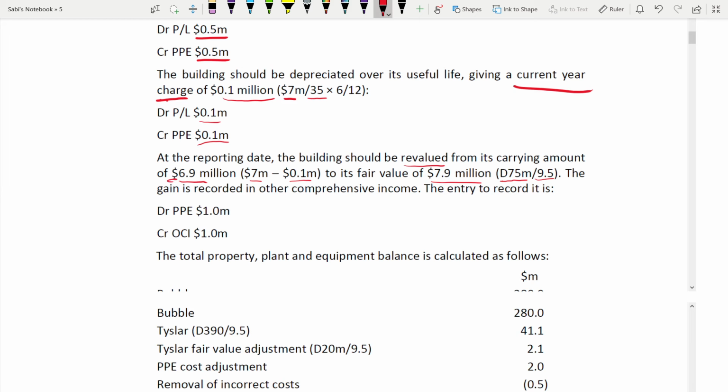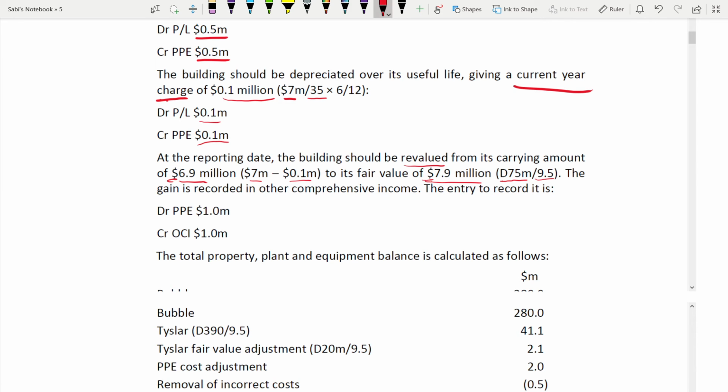This also has to be in dollar. So this 75 million dinar, the fair value has been given in dinar. You need to convert into dollar first. So divide by 9.5 because at that date 9.5 is the exchange rate. So 7.9. So 6.9 minus 7.9. Okay. So the gain is recorded in other comprehensive income.